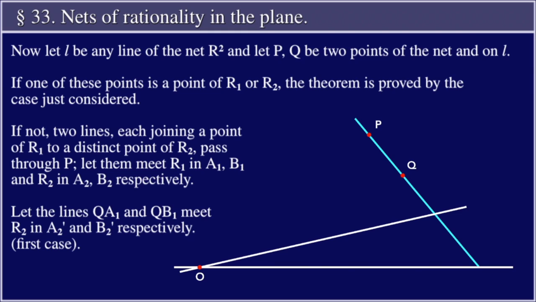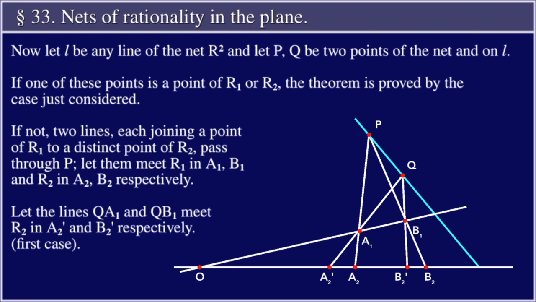Now, let L be any line of the net R squared, and let P, Q be two points of the net and on L. If one of these points is a point of R1 or R2, the theorem is proved by the case just considered. If not, two lines, each joining a point of R1 to a distinct point of R2, pass through P. Let them meet R1 in A1, B1, and R2 in A2, B2, respectively. Figure 38. Let the lines QA1 and QB1 meet R2 in A2' and B2', respectively.